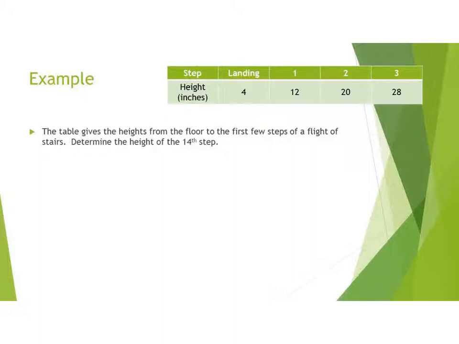So we do have a landing in this situation. Here might be the landing, and that's 4 inches up. And then our steps start. This is from the ground, so to the ground here is 12, and here to the ground is 20, which makes each step be how much? Right, each step is 8. So 4 plus 8 would be the 12, and then 12 plus 8 would be the 20, so we're adding 8 every time.